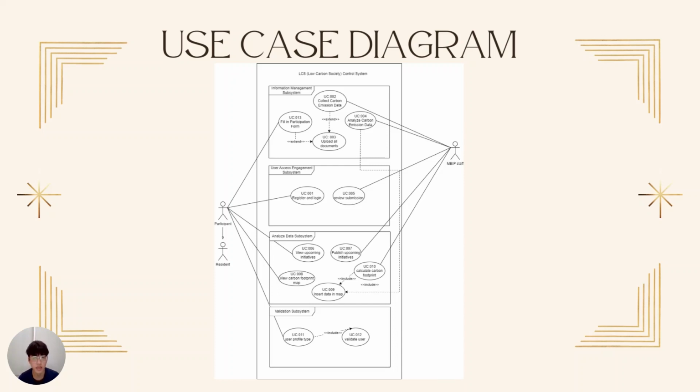Inside this LCS control system, we got four subsystems here. As you can see, the first one is information management subsystem. The second one is user access engagement subsystem. The third one is analyze data subsystem. And the fourth one is validation subsystem.